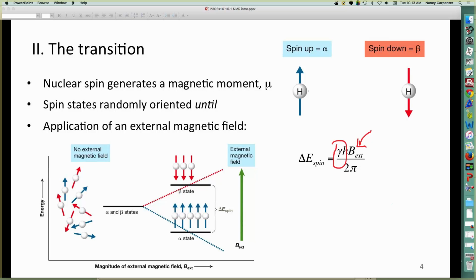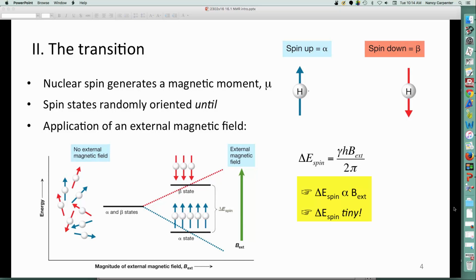So bottom line here is that the energy gap that is formed upon putting your sample into a magnet is proportional to the strength of that magnet. The other important thing is that energy difference is teeny tiny, a very, very small energy difference.